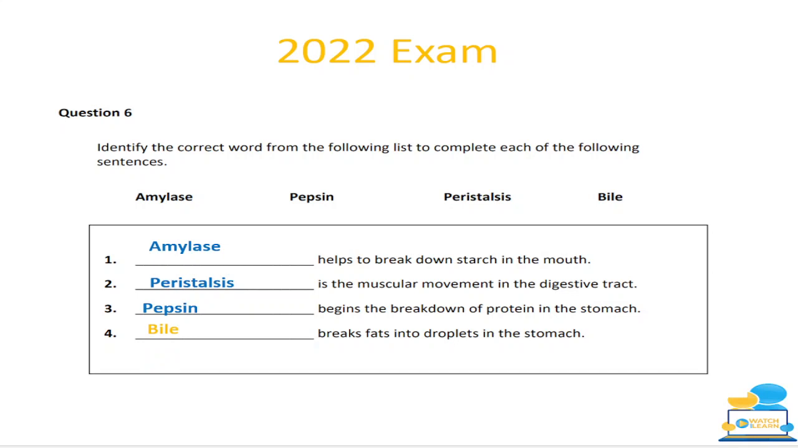Now, the reason why this one is a different colour is that the SEC actually made an error in the 2022 exam. And so anyone that answered question 4, whether you got it right or got it wrong, for this question 6 section 4, you would have got the full 2 marks. The error there is that bile breaks down fats into droplets not in the stomach, but actually in the small intestine, and that's what was wrong there. So anyone that got that wrong got it right in total. So there were very few people that went wrong there.